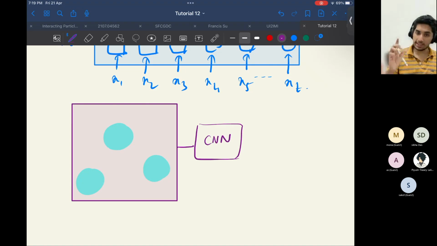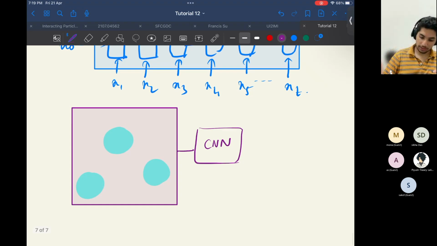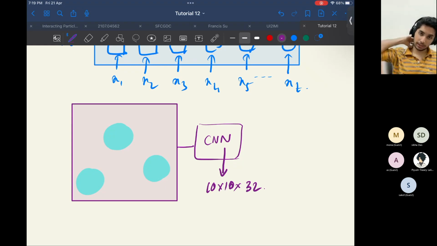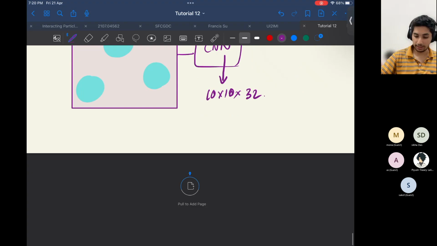Okay, and extract a particular intermediate layer. CNN has a lot of layers, so maybe extract the output of a particular layer. Maybe the output of that is something like 10 cross 10 cross 32, perhaps, right? That is the size dimension of the feature that I have extracted.